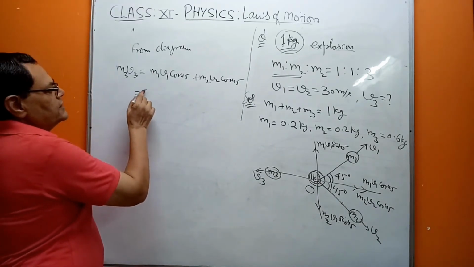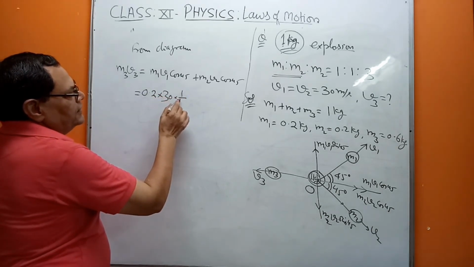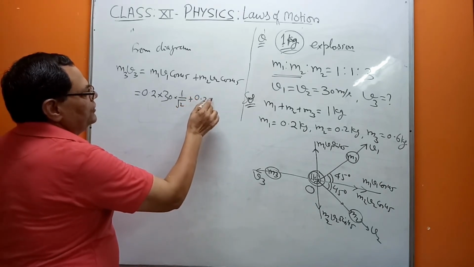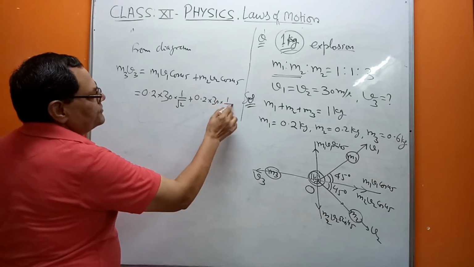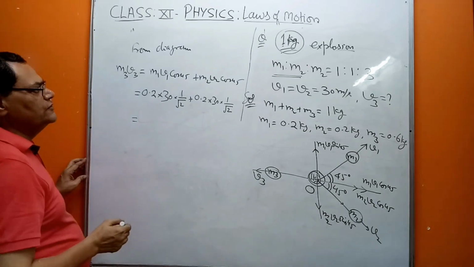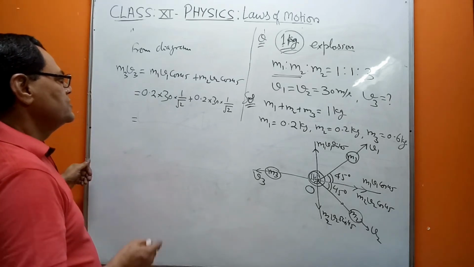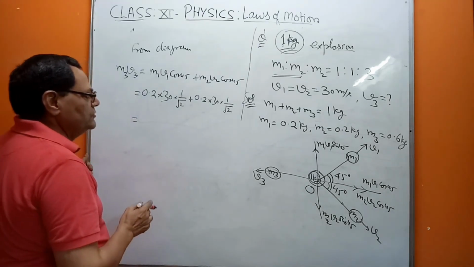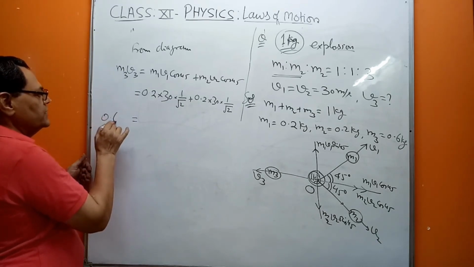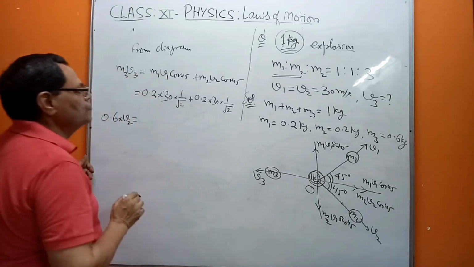Everything is given. This is nothing but 0.2 into 30, and what is the value of cos 45? It is 1 upon root 2. And here it is again 0.2 into v2, that is 30, and cos 45 is again 1 upon root 2. You can simplify this. Since masses m1 and m2 are equal, and the velocities are equal, the moment you add, you will get some value. And here m3 was nothing but 0.6, and v3 of course we don't know. Clear?